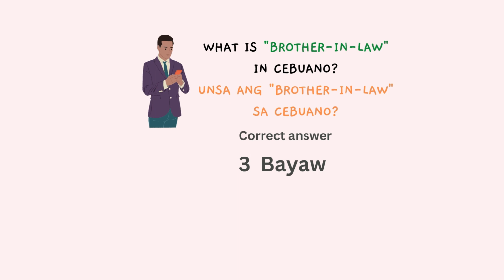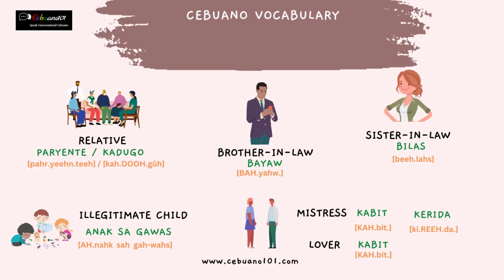Okay, mga higala, let's have a recap. Relative is pariente or kadugo. Brother-in-law is bayaw. Sister-in-law, bilas. Illegitimate child, anak sa gawas. And then the last one, we have mistress, kabit or querida. And then lover is kabit.